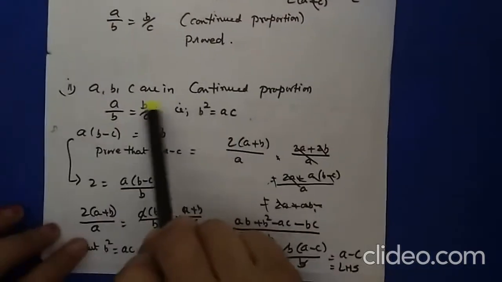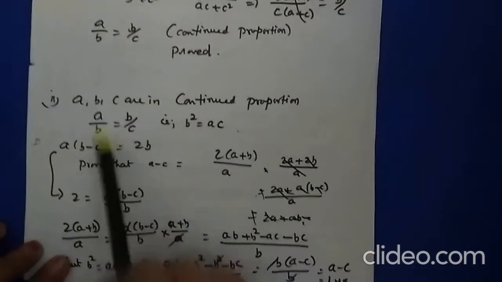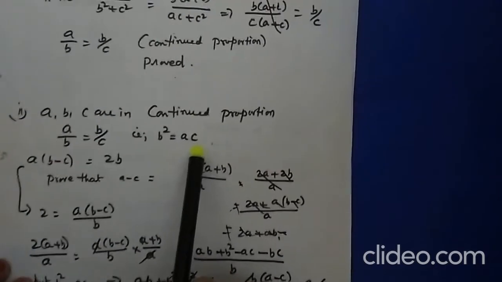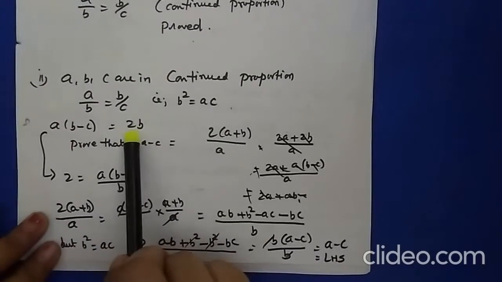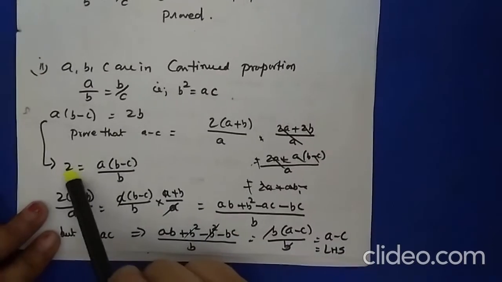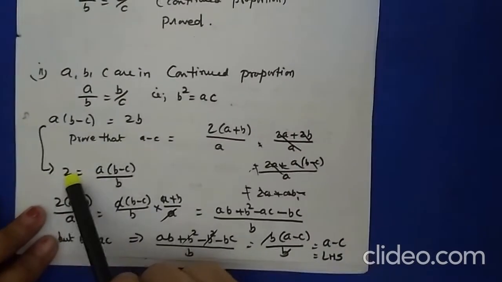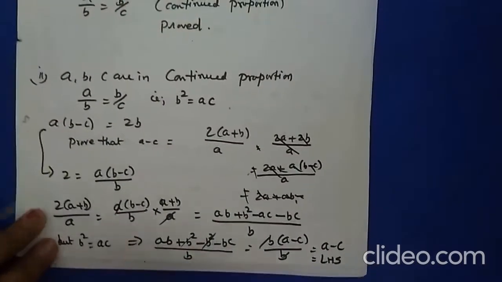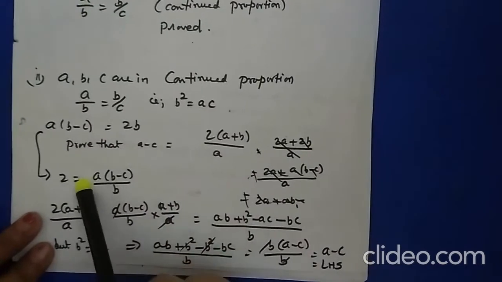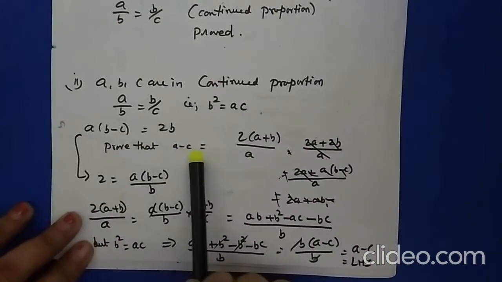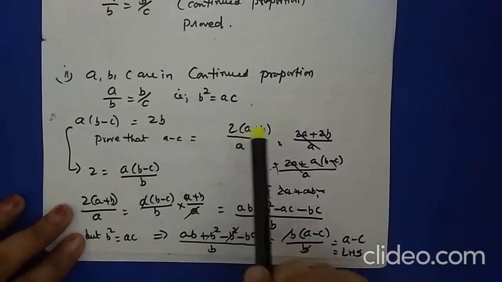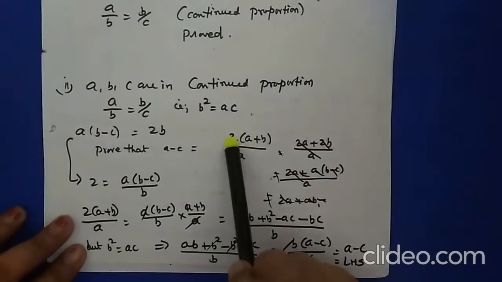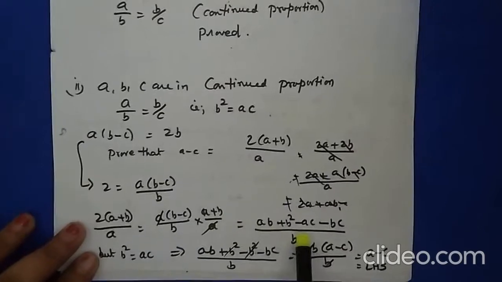Come to the second part of the 7th question. A, B, C are in continued proportion, same procedure, B squared is equal to AC. Other than what is given, A into (B minus C) is equal to 2B. First you find what is the value of 2, because we don't want 2. So you have to separate that, in the place of 2 what we can substitute. Now you have to prove A minus C is equal to 2 into (A plus B) by 2. Now you can take your right hand side, in the place of 2 substitute the value. You will get your answer.